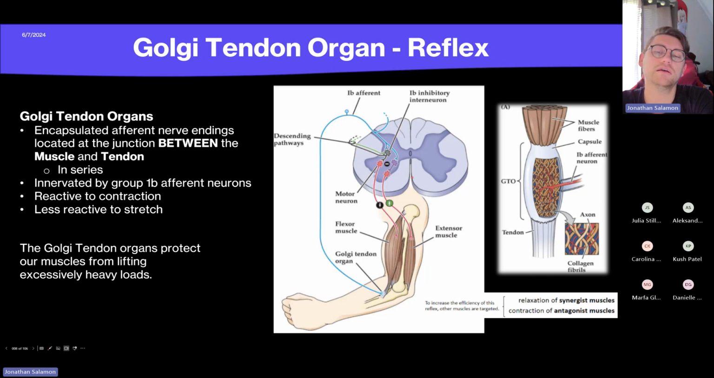Golgi tendon organ. The nerves for this reflex are located between the end of the muscle and the tendon that attaches to the bone. And this is responsible for telling your body when you're holding too much weight. So if you try to pick up something really heavy and your body says, nope, can't do it, and your arms just let go, right?